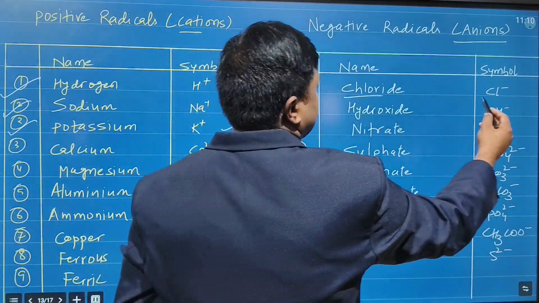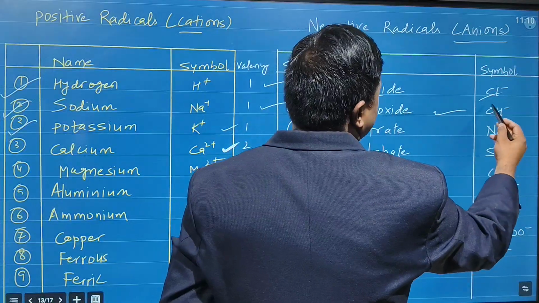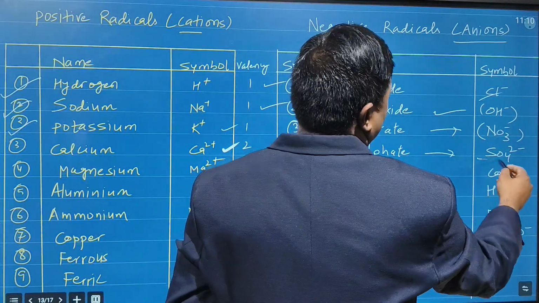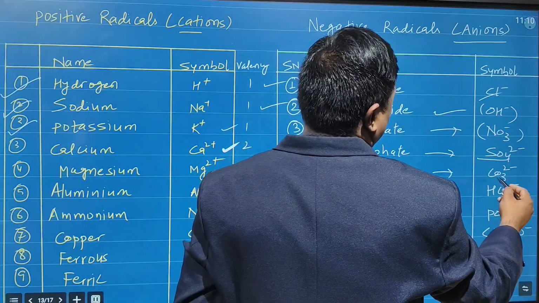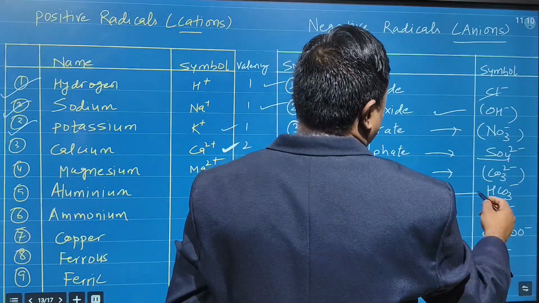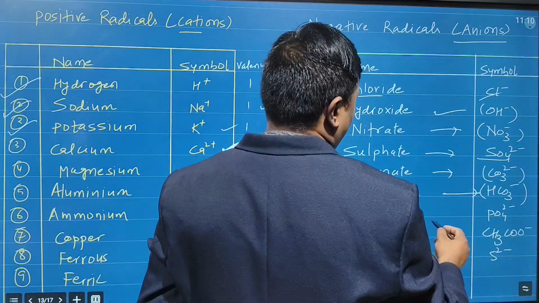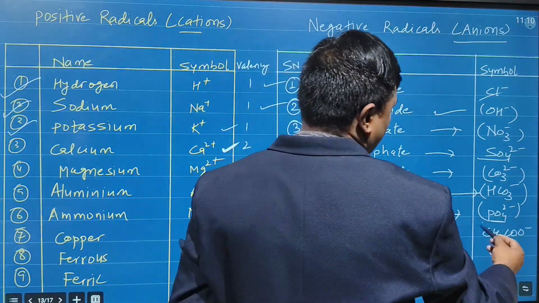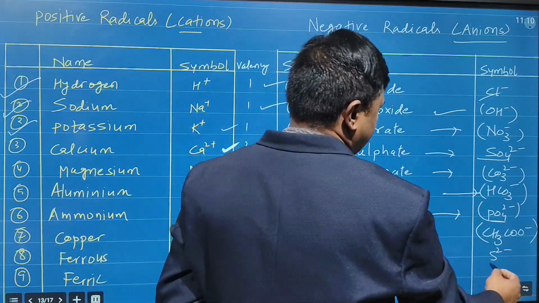You should remember chloride Cl-, hydroxide OH-, nitrate NO3-, sulfate SO4 2-, carbonate CO3 2-, bicarbonate HCO3-, phosphate PO4 3-, acetate CH3COO-, sulfide S2-.